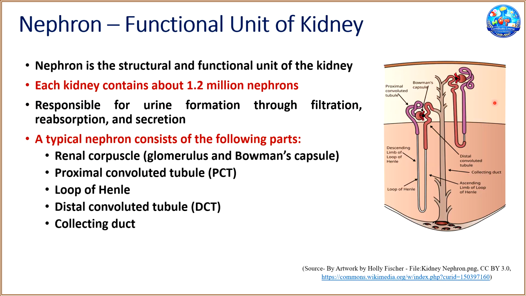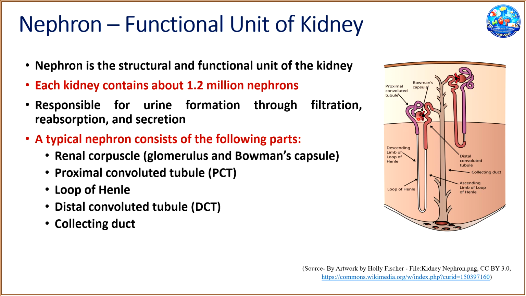The basic functional units present in the kidney are called nephrons. These are the structural as well as the main functional units of the kidney. Each kidney consists of around 1.2 million nephrons, responsible for filtration of the blood. They are responsible for water and mineral reabsorption as well as secretion of toxins, which are the steps of urine formation.